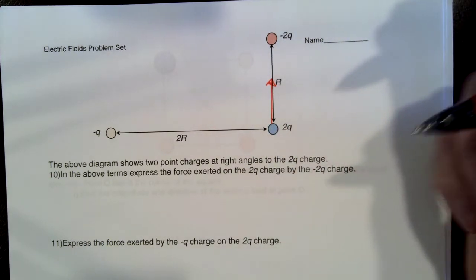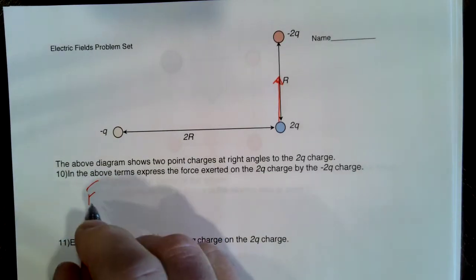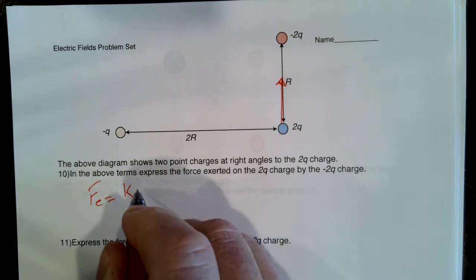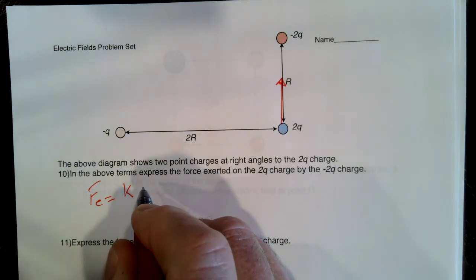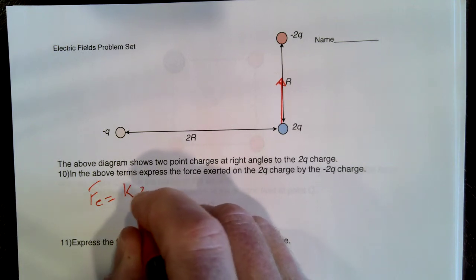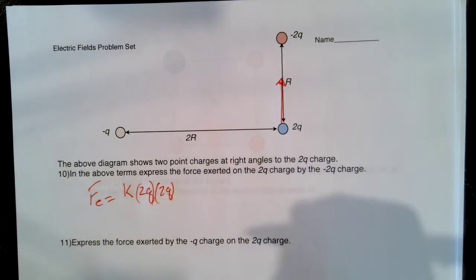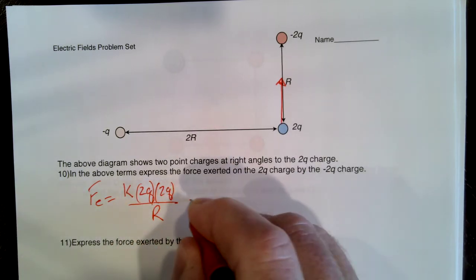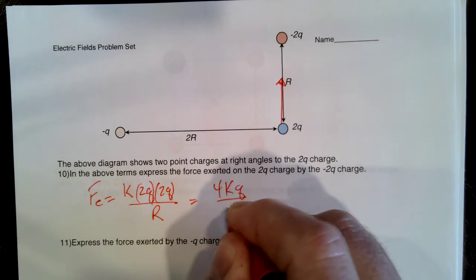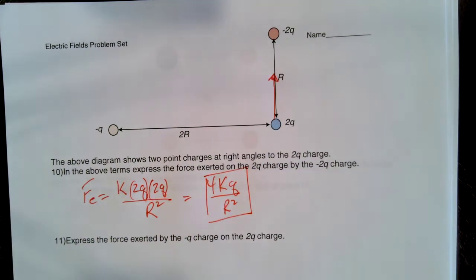Opposite charges attract. And let's start plugging in. They want force, right? Yep, force. That would be K. And we're going to leave out the positives or the negatives because it's just going to mess us up. We're going to take care of direction by our picture. That would be 2Q times 2Q all over R. Looks like this one's easy enough. That would be 4KQ squared over R squared. Easy enough.